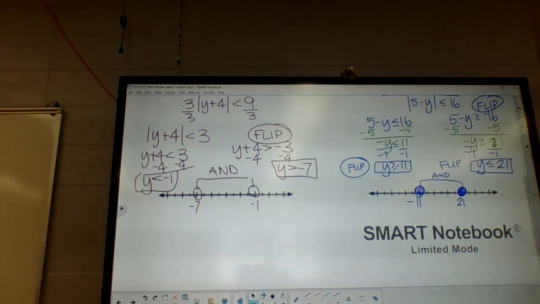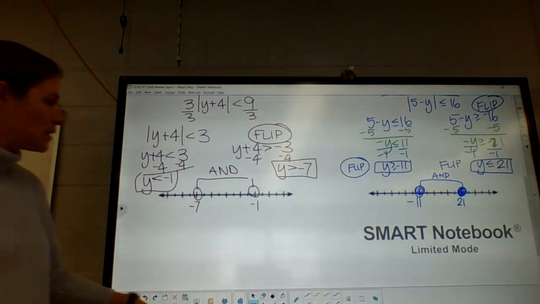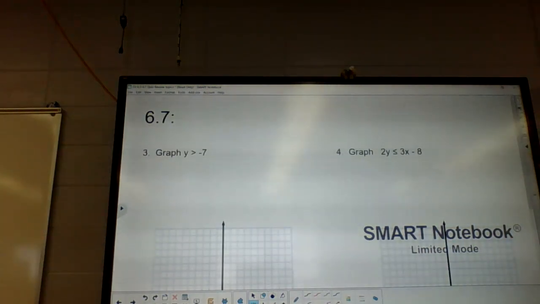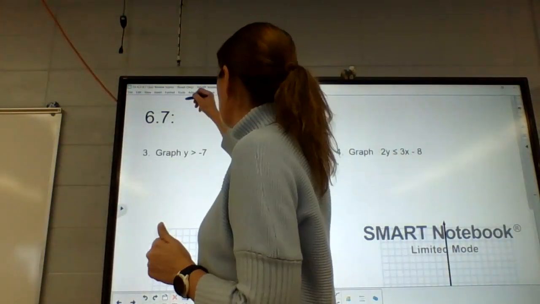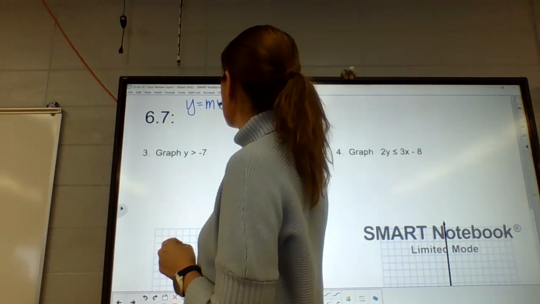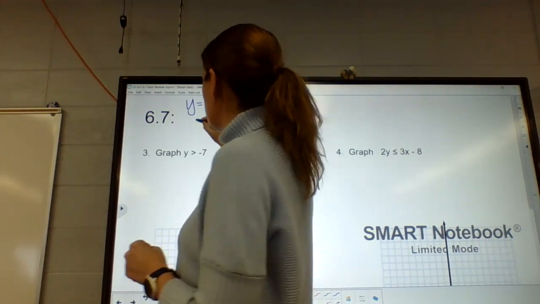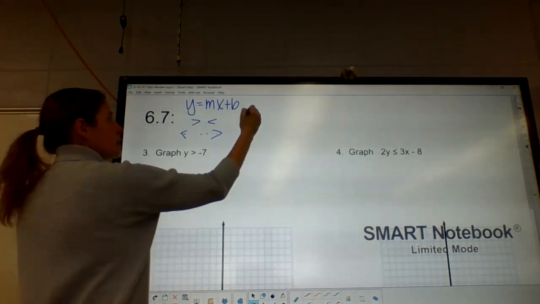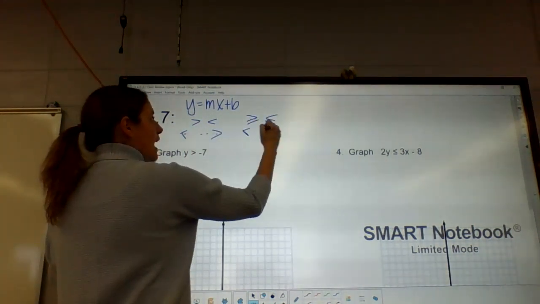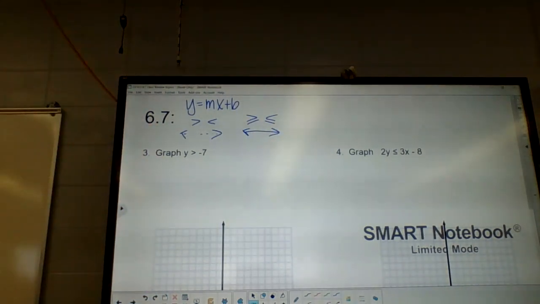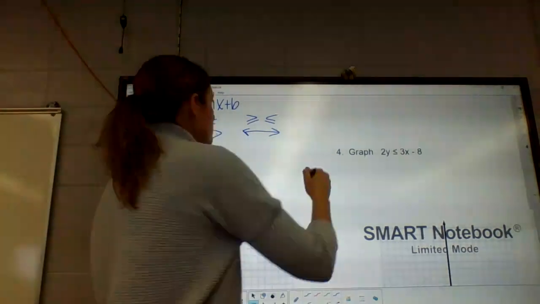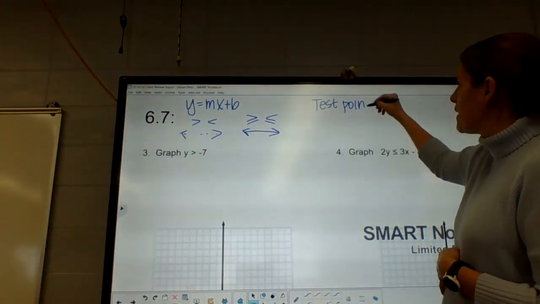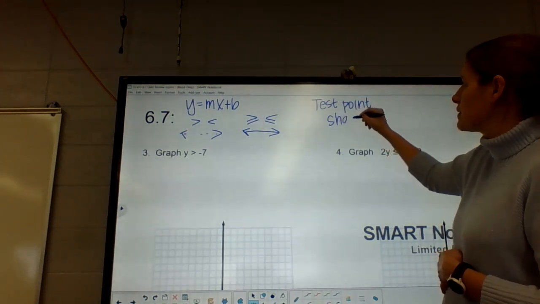As we do this, we need our equations first to be in slope-intercept form. So we need them in y equals mx plus b. And then we learned that there could be dotted lines, or there could be a solid line, depending on the type of inequality it is. I know what the first one is. And then we do a test point, and we shade the side that works.